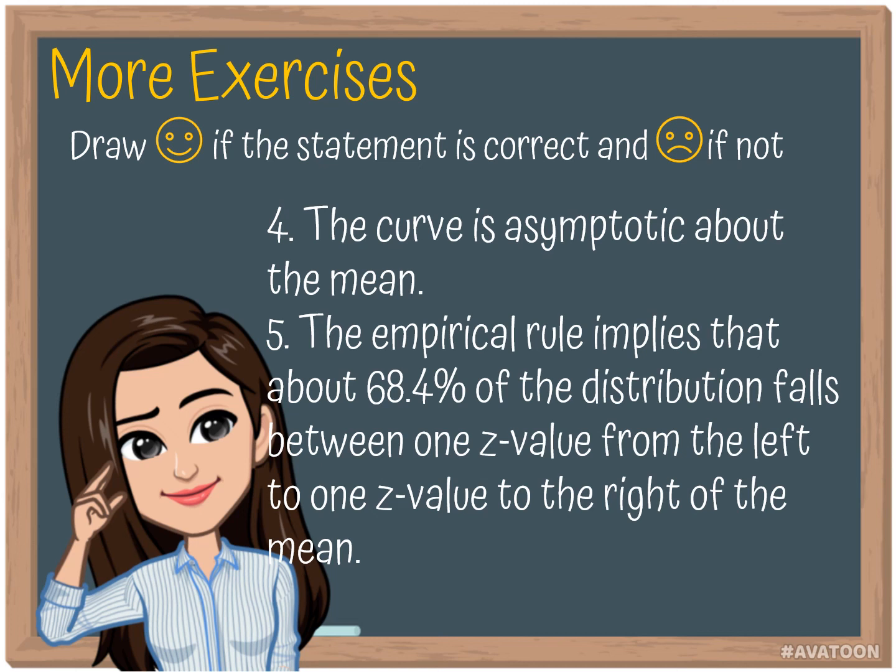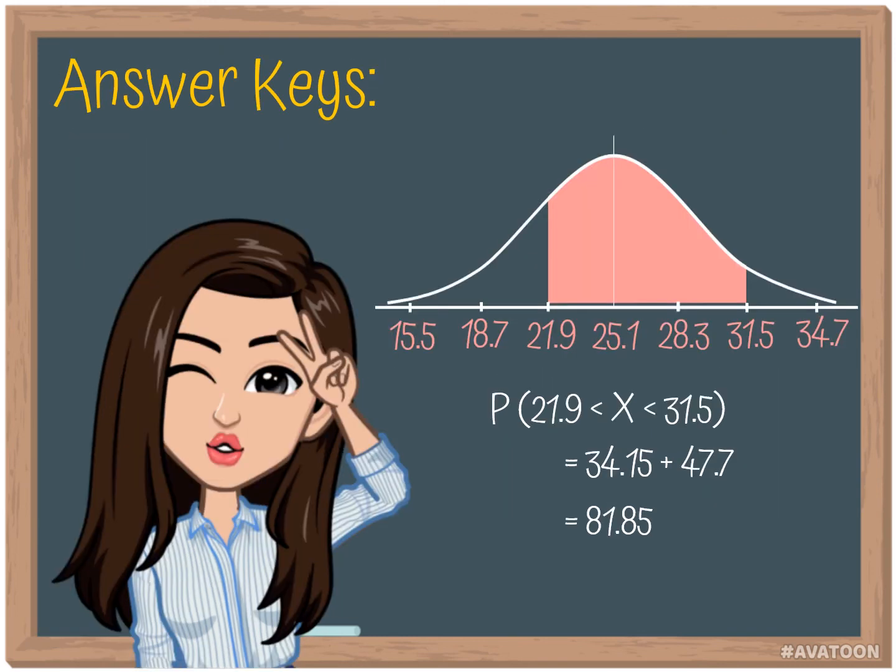Number 4. The curve is asymptotic about the mean. Number 5. The empirical rule implies that about 68.4% of the distribution falls between one z-value to the left and one z-value to the right of the mean. Great! Now, self-check your activity by referring to these answer keys.